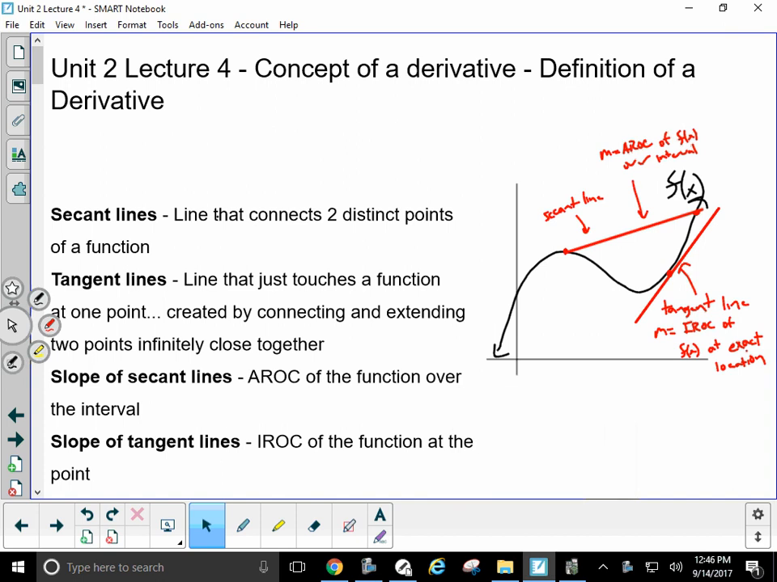All right. In the previous page of our notes, this should be filled out completely. I guess two pages ago. What is a secant line? What is a tangent line? And what do the slopes mean? So if it's not filled out, fill it out.